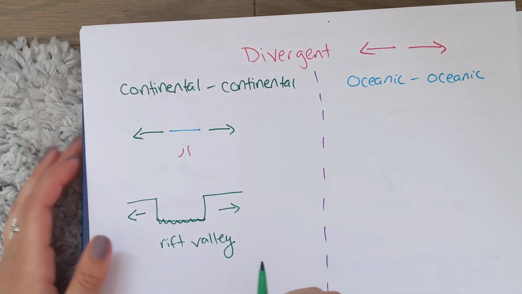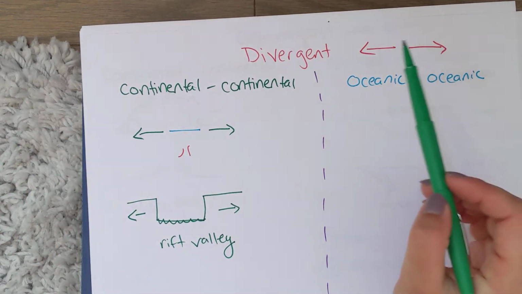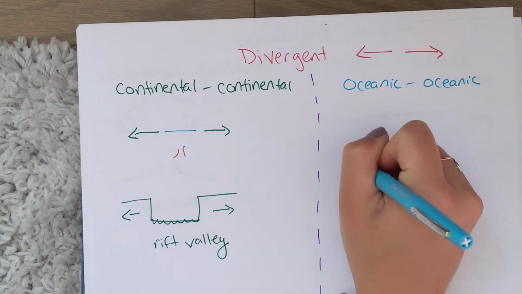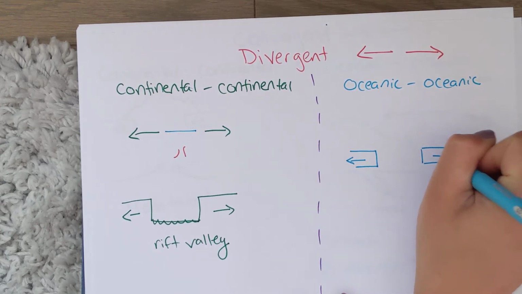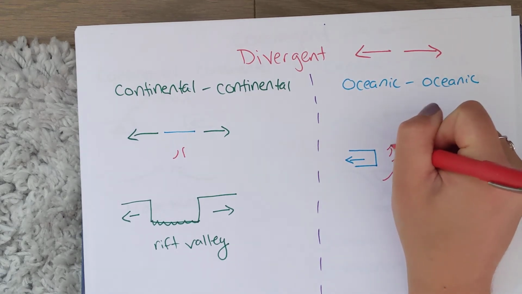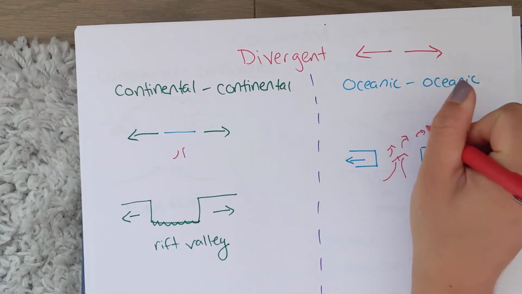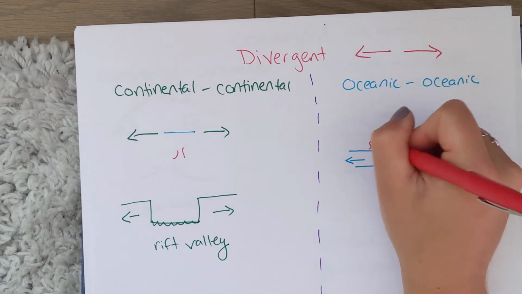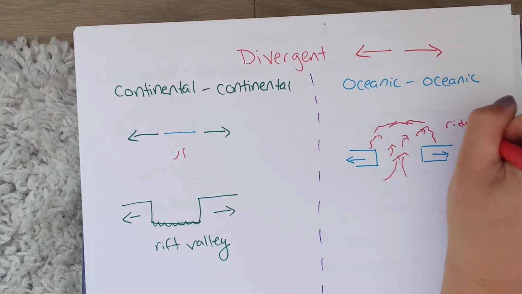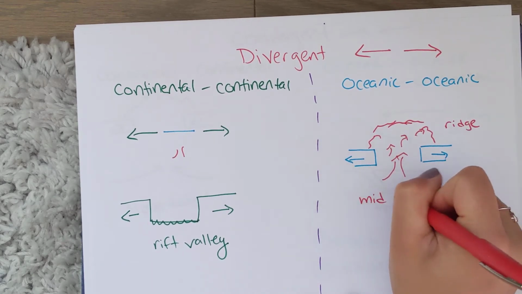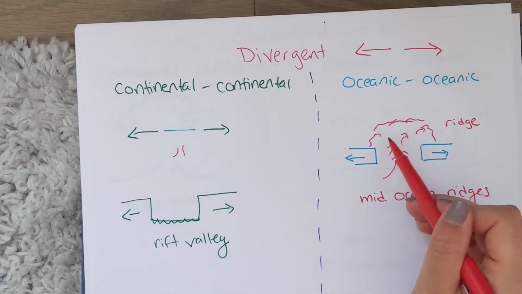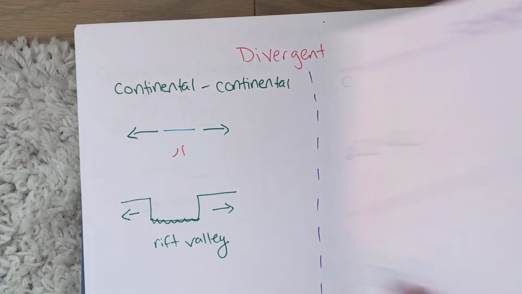It's different when it's oceanic because as my plates move away from one another, my magma comes up. The magma is less dense than the water, so it floats up where it cools, and it's going to start to form a mini mountain range or a ridge. So we call these mid-ocean ridges because the magma comes up and fills in over the top.